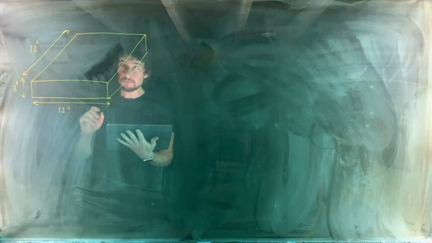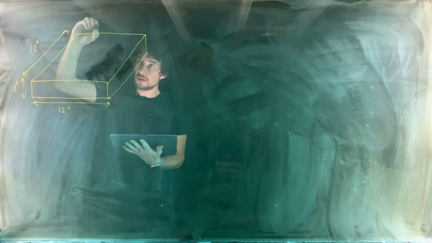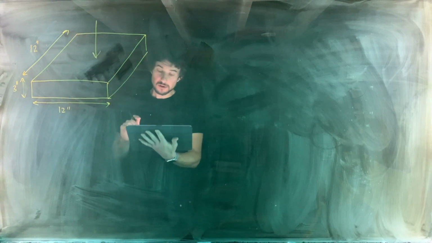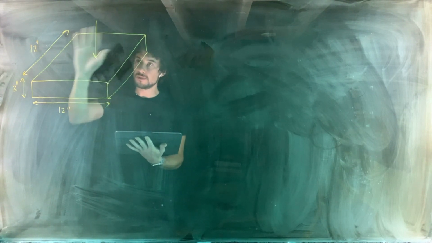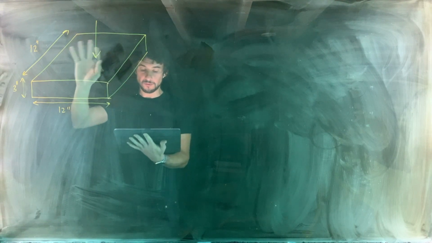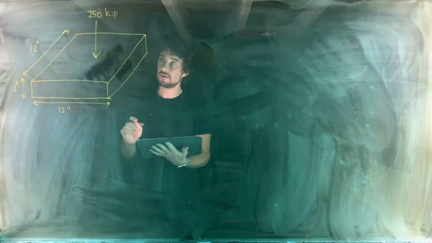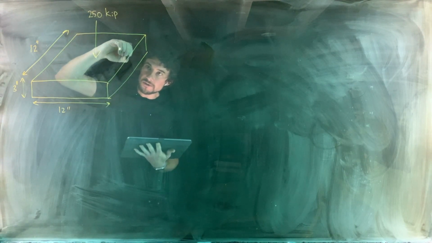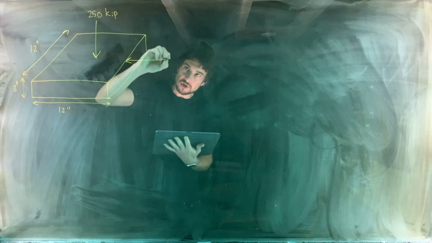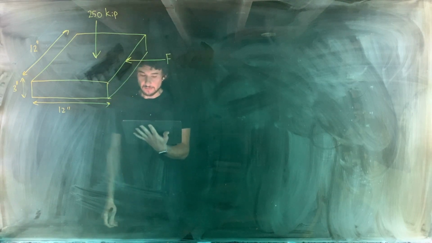This concrete block is going to be experiencing a vertical applied force that would be distributed over the whole surface, but we're showing it as a point load of 250 kilopounds, 250,000 pounds. There's also going to be a force applied to this top edge that's pointing over in that direction and is an unknown variable F.